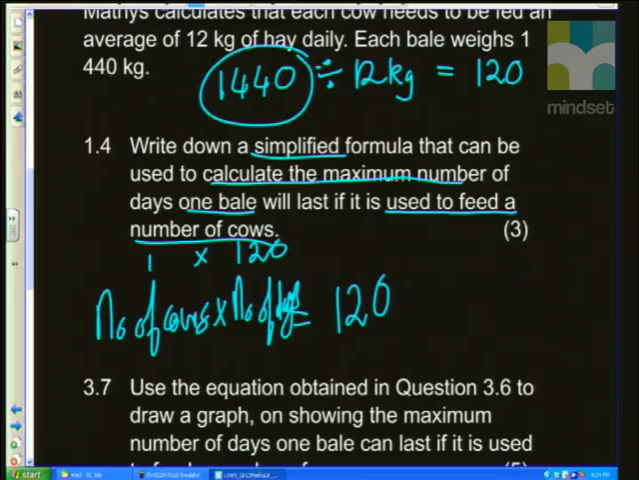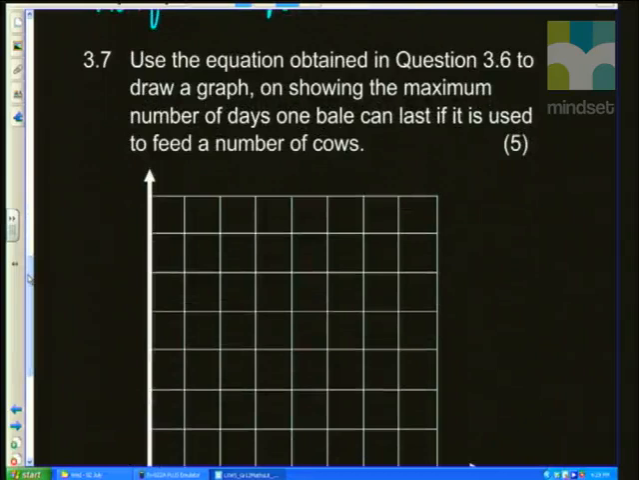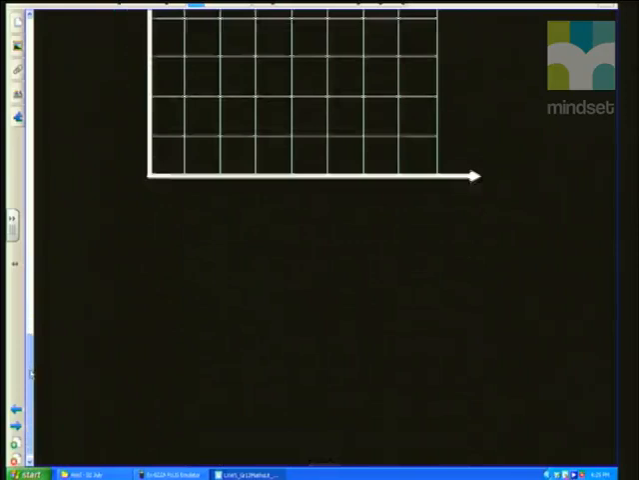So be very careful about this. There's the formula that we've got set up. So we've got number of cows times number of days is 120. The next part of the question says to use the equation that we've obtained above, so in that previous part, and we're asked to draw a graph showing the maximum number of days one bale can last if it is used to feed a number of cows. So remember, we've got a grid here, and we've got a question of number of cows and number of days. And we need to make sure that we get this right. The product of those two will always multiply together, shall I say, to 120.